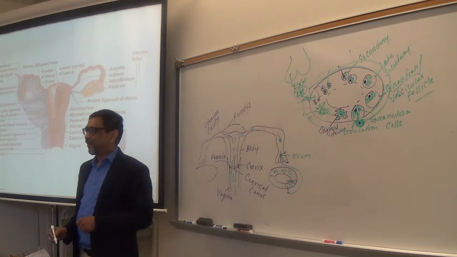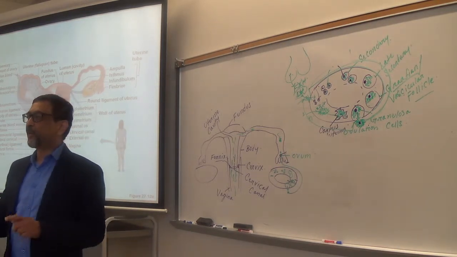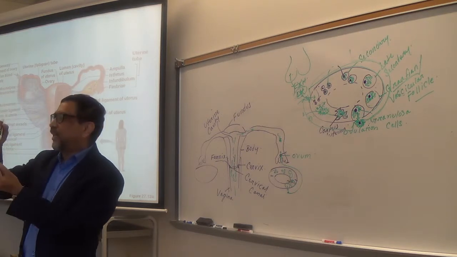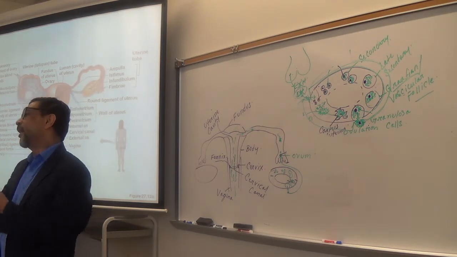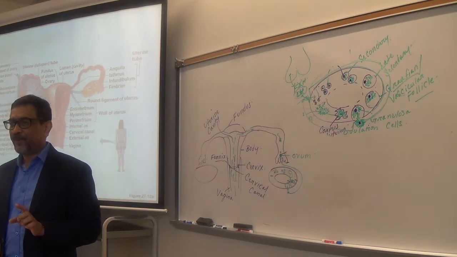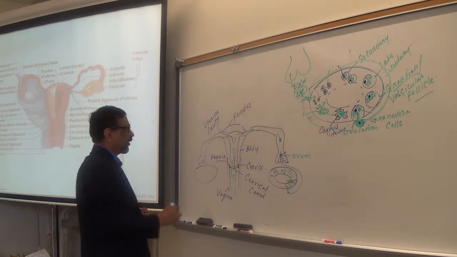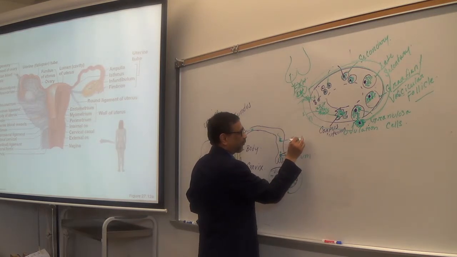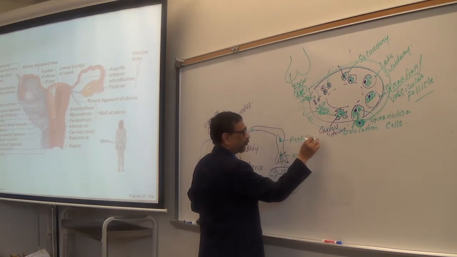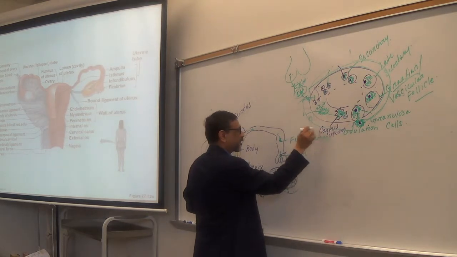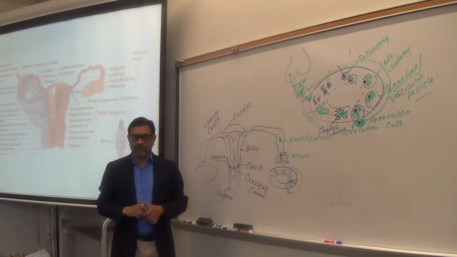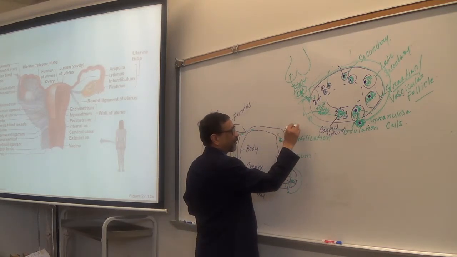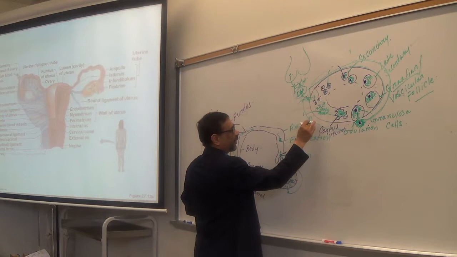in the ampulla of the uterine tube. So most of the time, sperm fertilizes the ovum at the ampulla. Is it clear? Of the uterine tube. So that is the fertilization. Fertilization. Make sense? So it happens most of the time where? At the ampulla of the uterine tube.